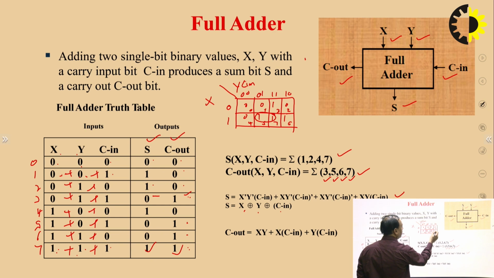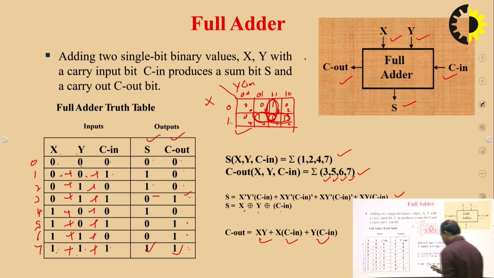So there is one pair over here and over here. For this pair we have x and C in, for this pair we have y and C in, and for this pair we have x and y. So in this way, with the help of a 3 variable K-map, we can also generate this C out. So we have the function sum and carry, and now we have to implement it with the help of gates.